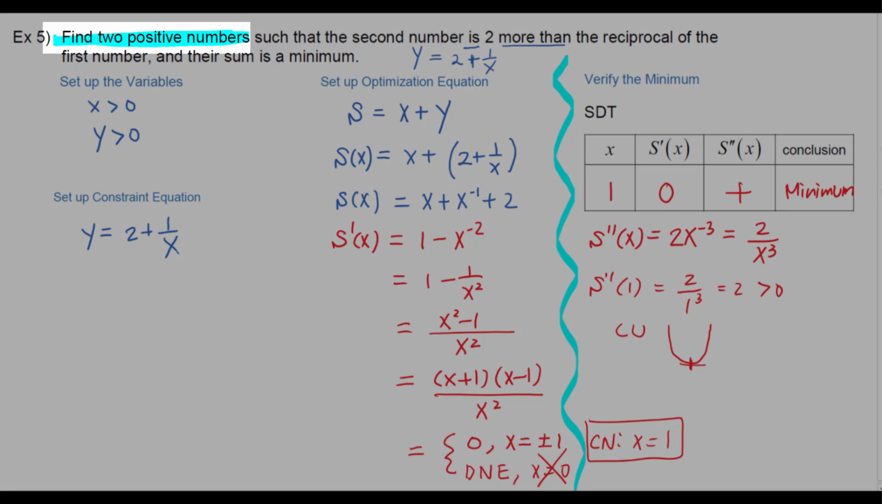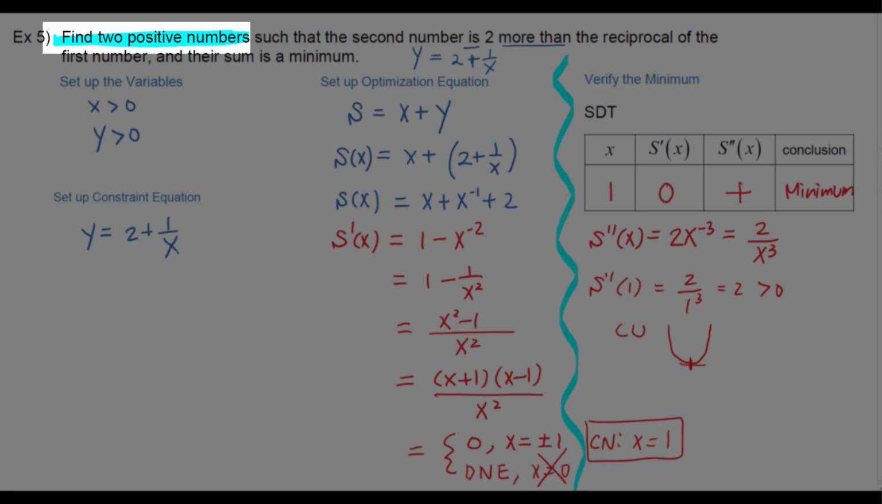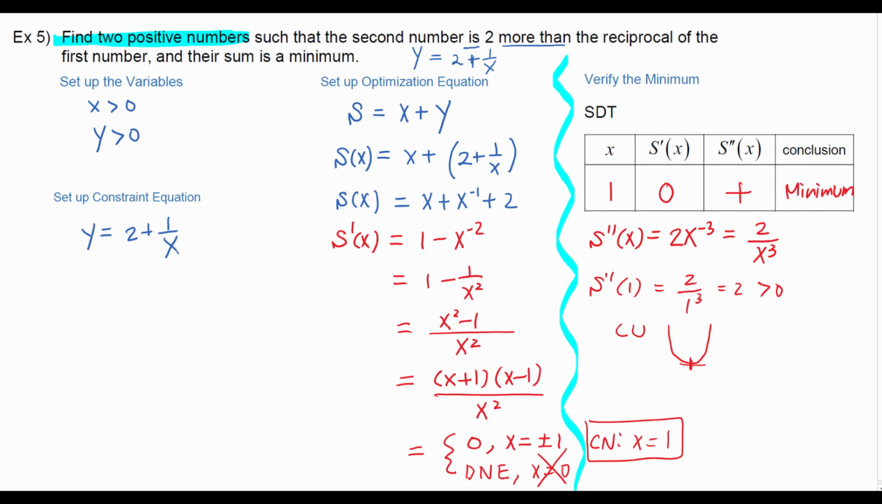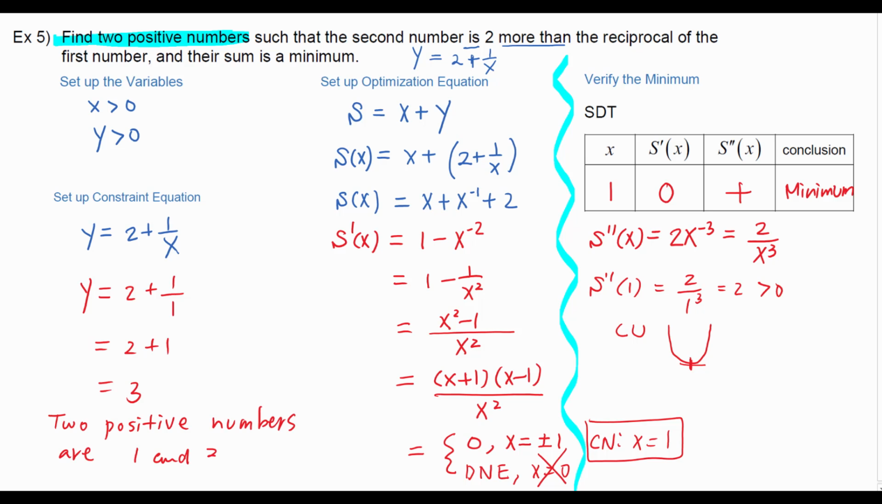So now, remember, we have to find two positive numbers, x and y. Your first number you found is x. So now I have to find the second number. And yes, you get to find the second number from your constraint equation. So your second number, y equals 2 plus 1 over x, and x has to be 1. So then that's 2 plus 1, which is 3. That means the y has to be 3. So your answer, two positive numbers, are 1 and 3.